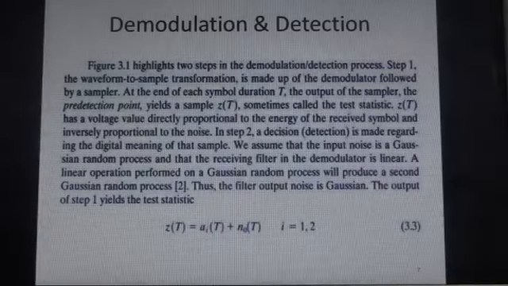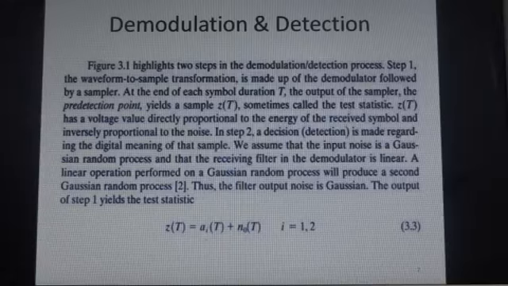The figure which was shown before highlighted two steps in the demodulation and detection process. Step 1, the waveform to sample transformation. It is made up of a demodulator followed by a sampler. At the end of each symbol duration T, the output of the sampler, the pre-detection point, yields a sample z(T), sometimes called the test statistic. z(T) has a voltage value directly proportional to the energy of the received symbol and inversely proportional to the noise.